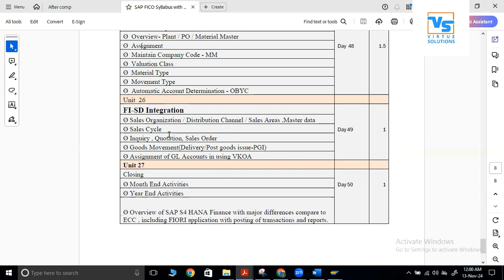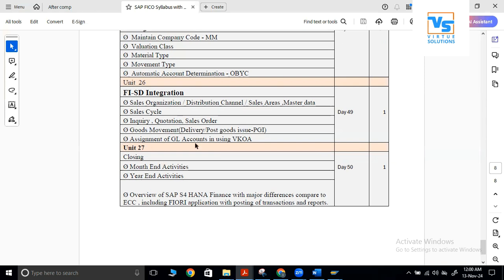Here we are going to do all the activities in sales and distribution as well, like inquiry, quotation, sales order, and then delivery, then billing. After billing, data will come automatically into FI, and from FI the payment would be done. So all this we are going to take care of.